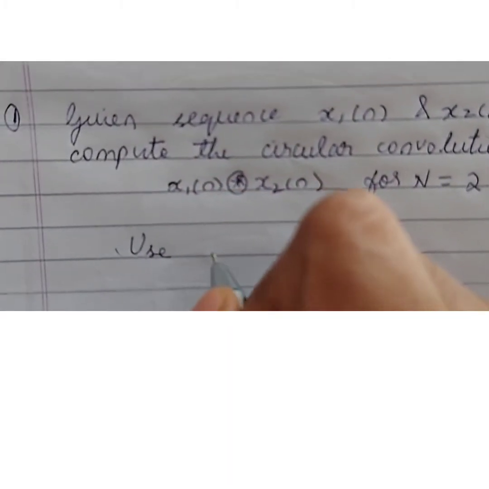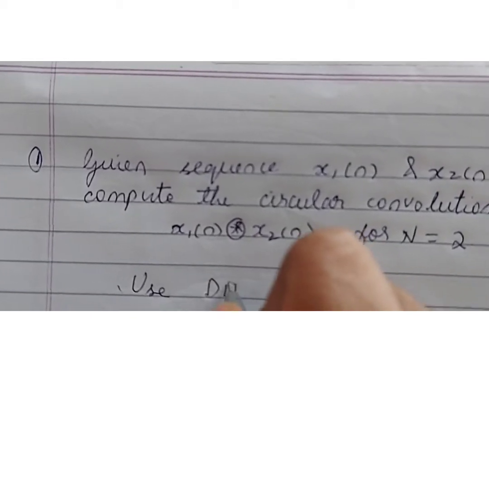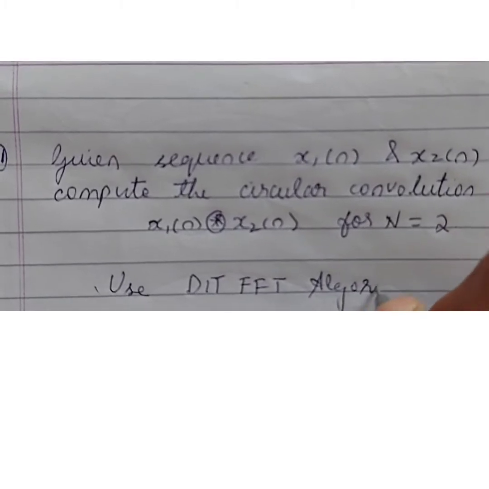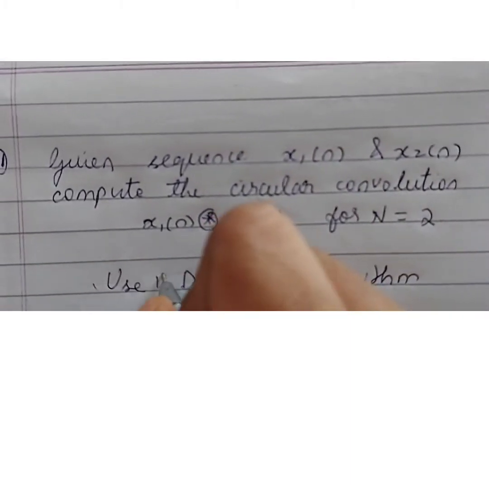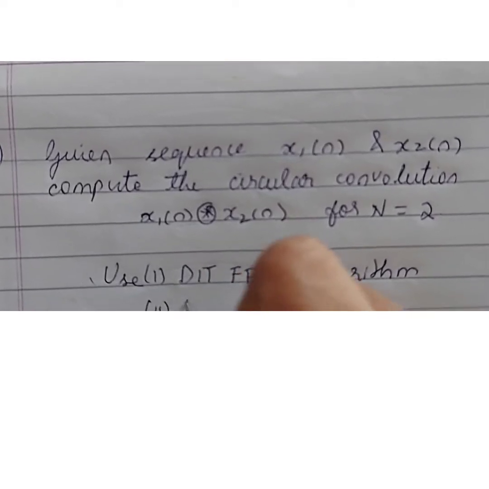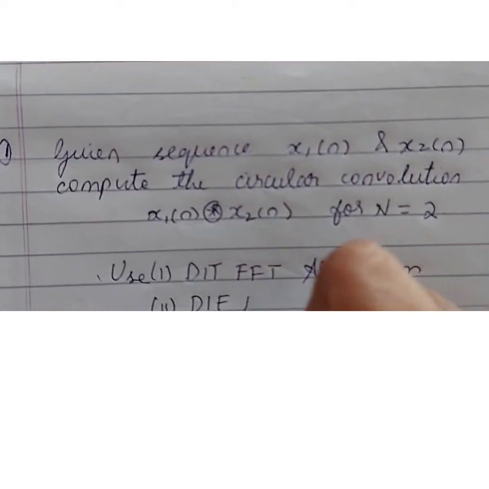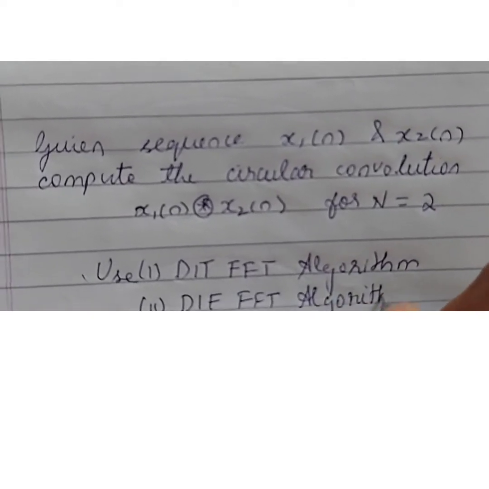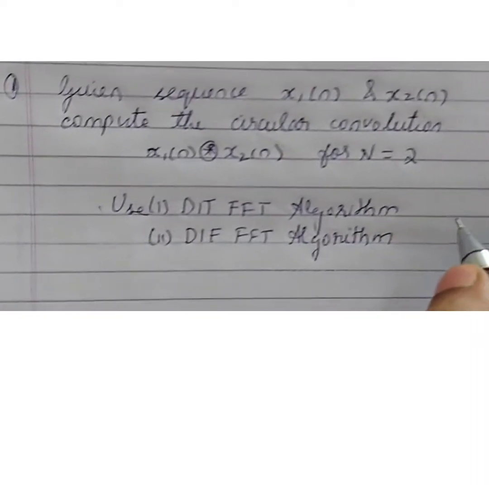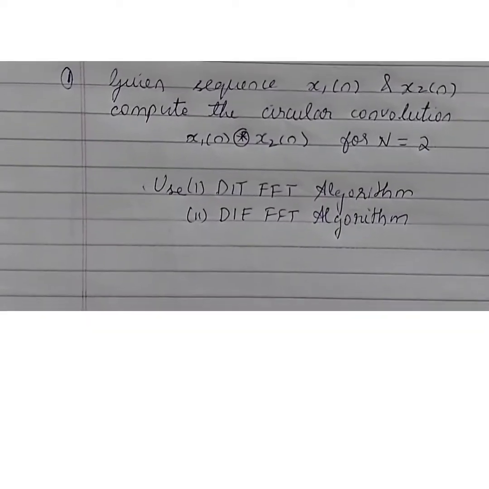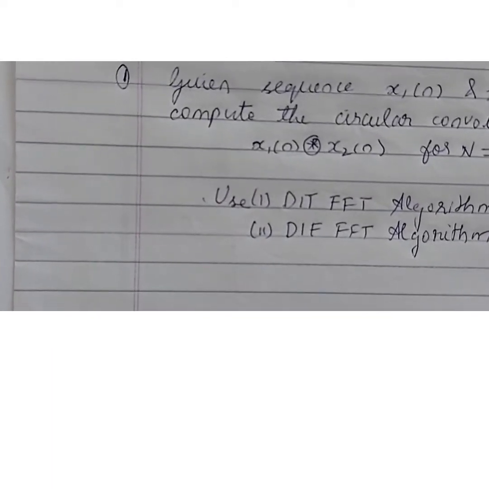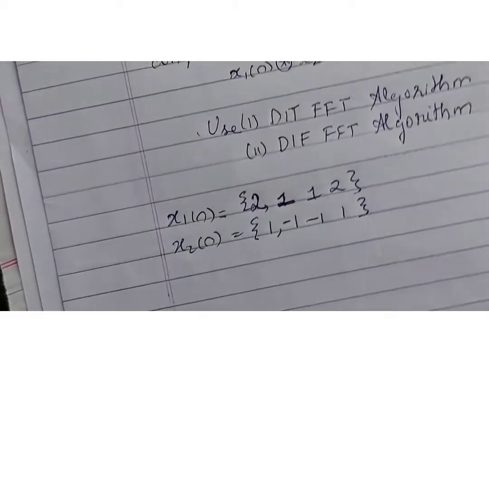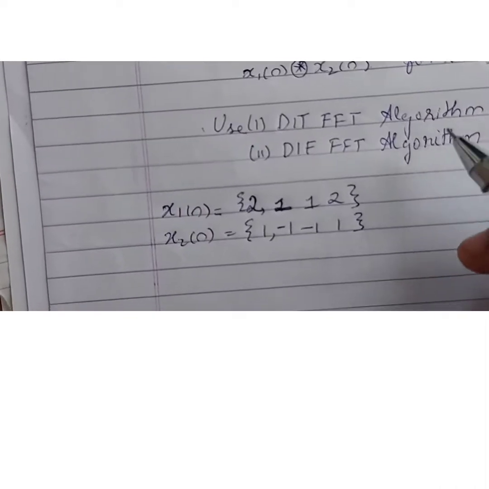Use DIT FFT algorithm is the first sub question. Second sub question, use DIF FFT algorithm. So using both decimation in time and decimation in frequency, we are going to solve this problem. Okay, so you can see the values of x1 of n and x2 of n.